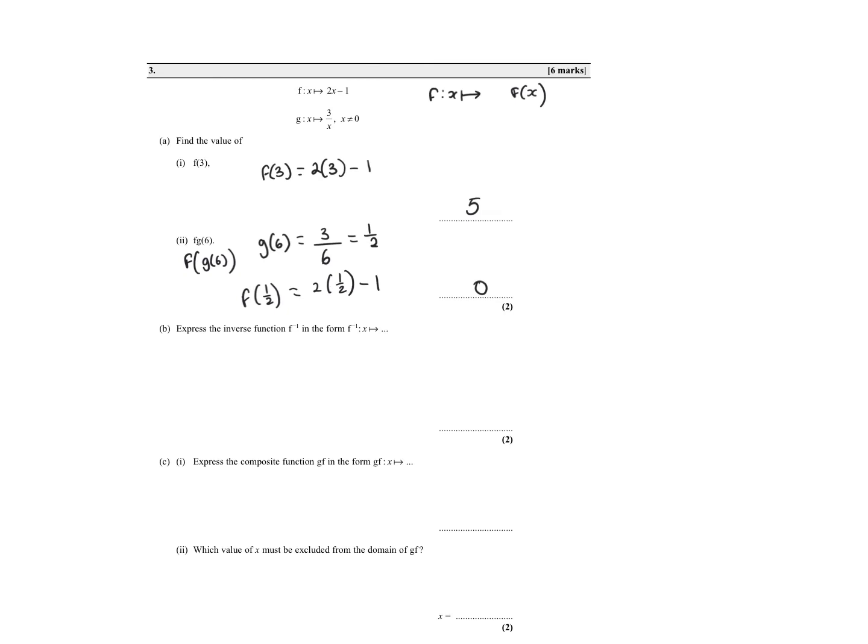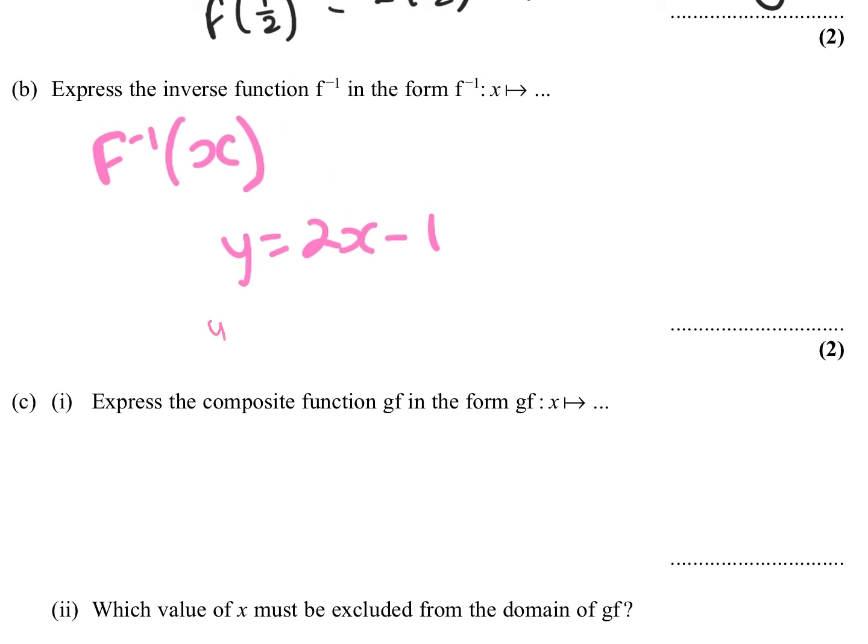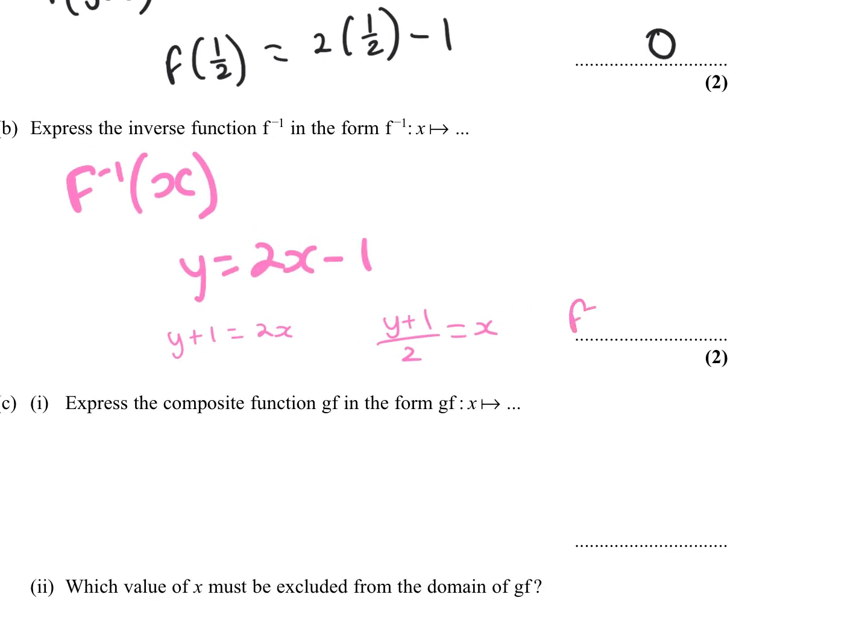Part B says express the function f to the minus 1 in the form f to the minus 1 of x, which is what we've been doing. So if we know y equals 2x minus 1, I'm going to rearrange this. y plus 1 equals 2x. y plus 1 divided by 2 equals x. So that means the inverse function of f of x is x plus 1 divided by 2.